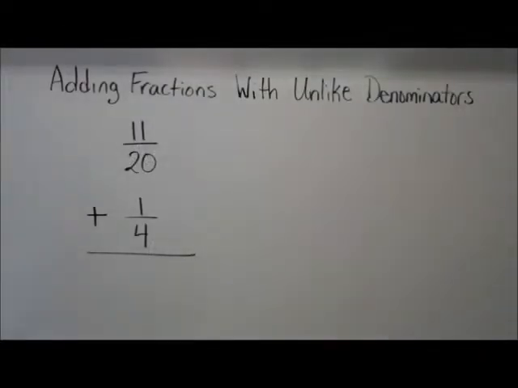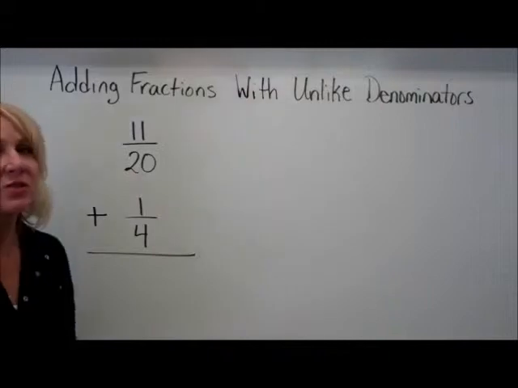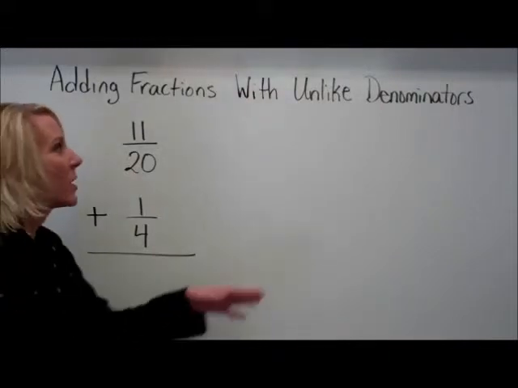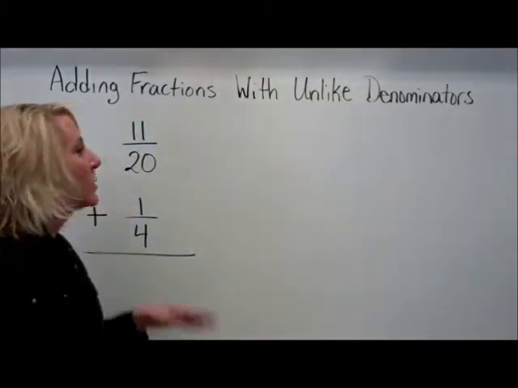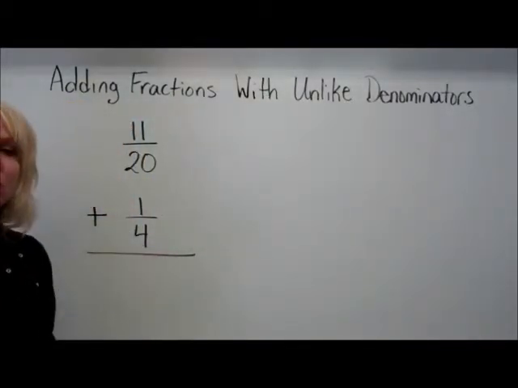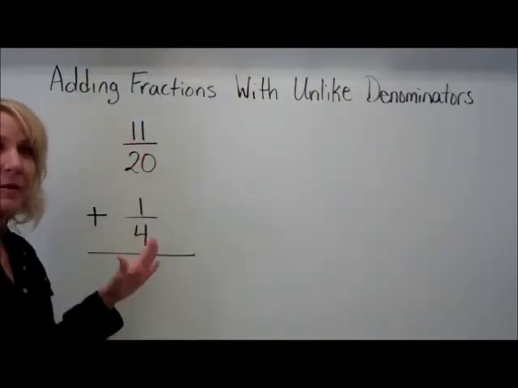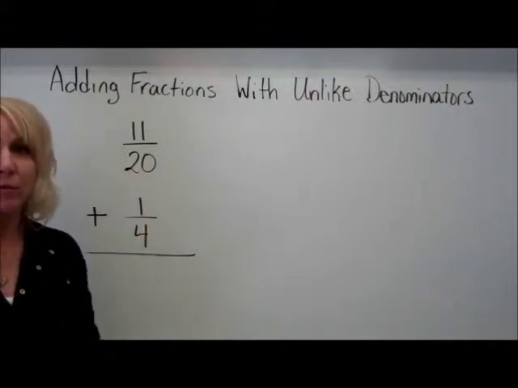This lesson is about what to do if we need to add fractions that do not have the same denominator. We call that fractions that have unlike denominators. When we do these kinds of problems, it's important to write the problem vertically, up and down, and you'll see why as I go through the problem.